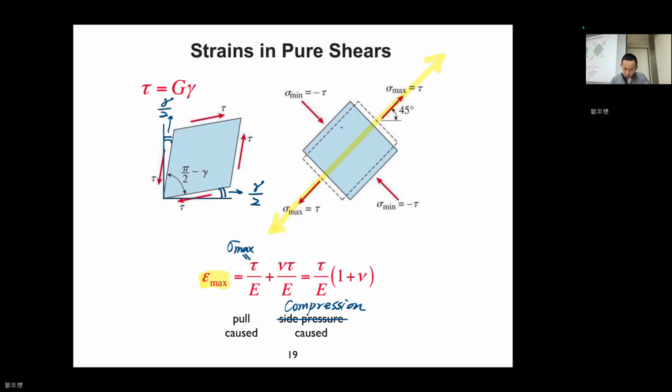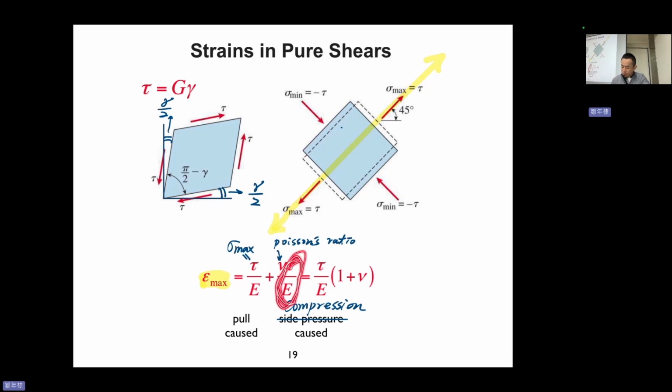Okay, and the compression is tau divided by E, but the tau is minus, and minus times the Poisson's ratio. So when you compress laterally, you will have an axial elongation. Okay, so tau divided by E is tensile, no problem. And this is done by compression.